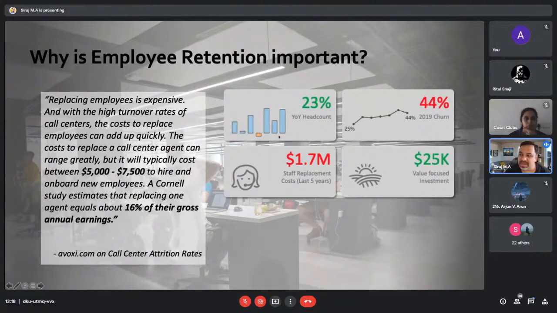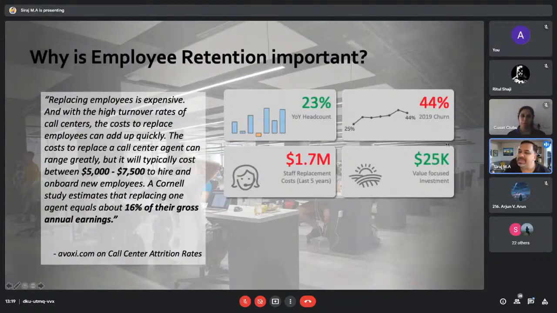The only year that they didn't have any growth was the time when they went through the COVID challenges, right? But otherwise, they are having good growth overall. But they also have about 44% of people leaving, right? These are people who, for whatever reason, are choosing to say, no, this job is not for me, I'm going to leave. If you talk about all the people who've left in the last 5 years, you're talking about $1.7 million that the company would have paid just in staff replacement.